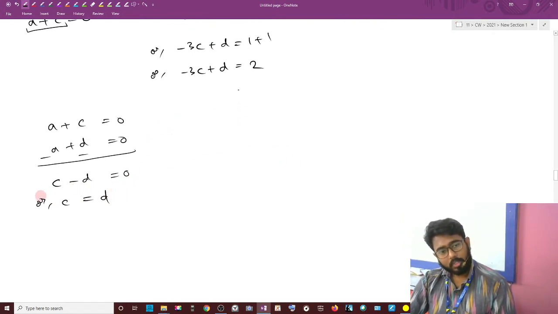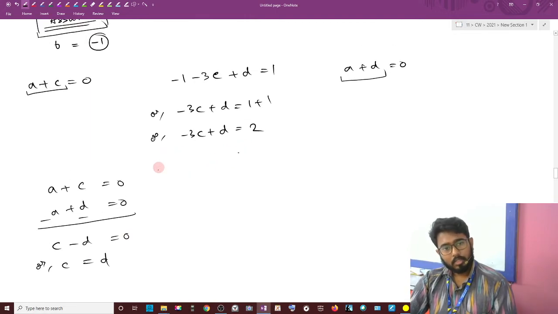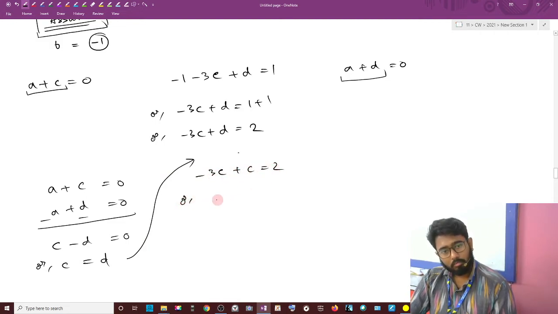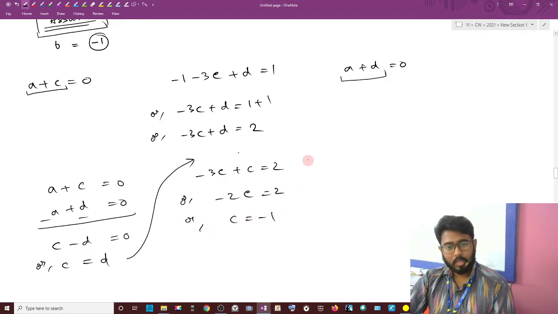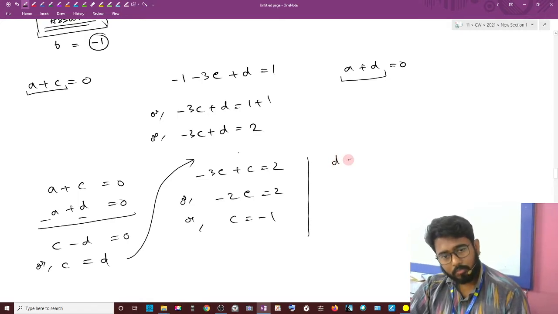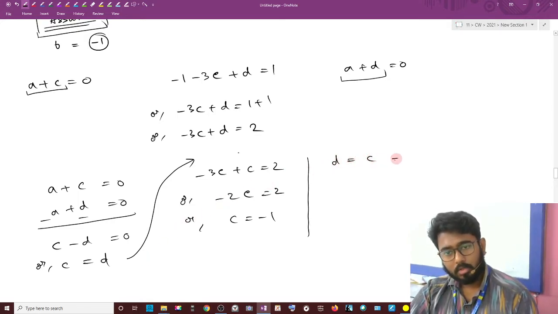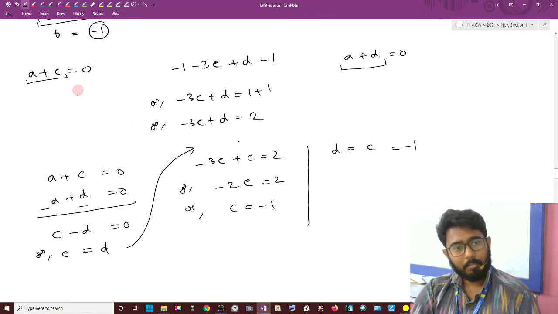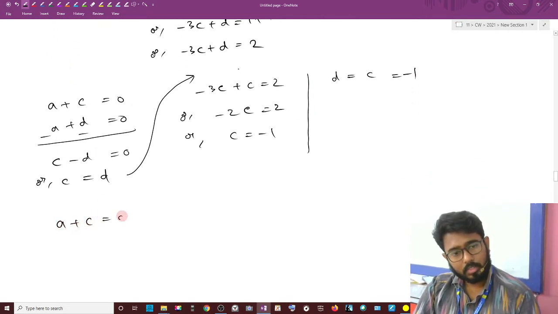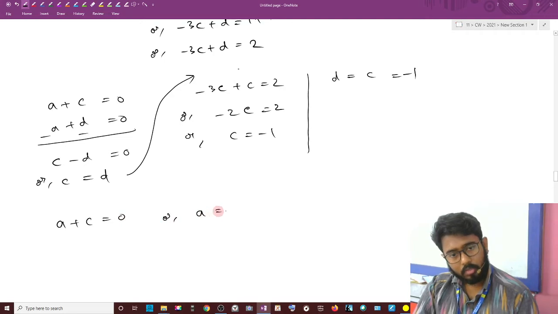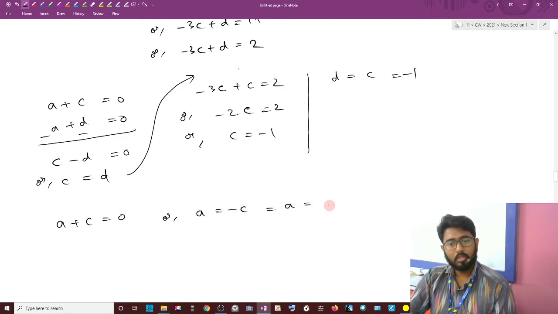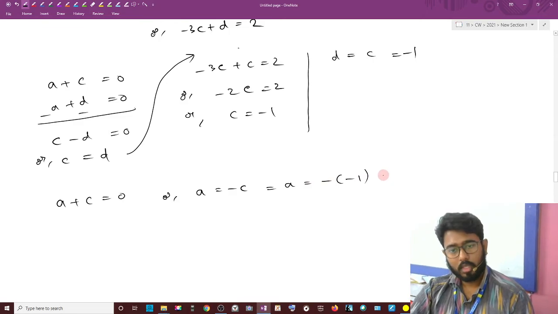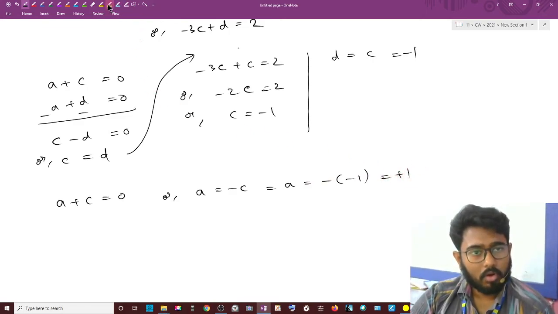Now if we get c and d as same, then if I put this in this equation, we can say minus 3c plus c equals 2, or minus 2c equals 2, or c equals minus 1. We have got c equals minus 1, then d equals c, so d will also be minus 1. Now a plus c equals 0, so a will be minus c, or a will be minus of minus 1, so a will be plus 1. See, we have got some things, right?